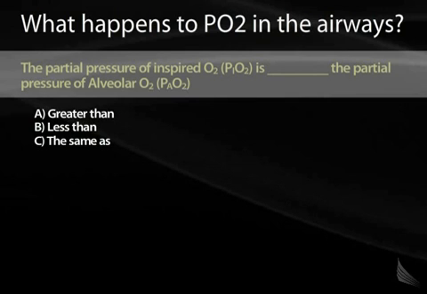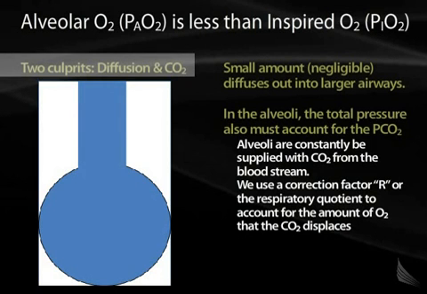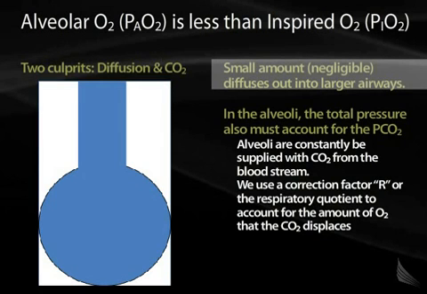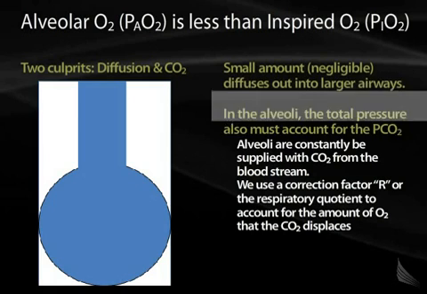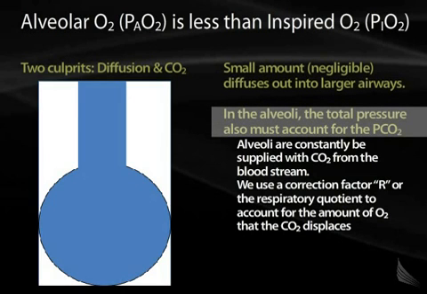It turns out the partial pressure of inspired oxygen is greater than the partial pressure of alveolar oxygen. We'll talk about why in the next couple slides. There are two main reasons. A small reason that contributes to this is that some of the oxygen actually diffuses into the large airways. But a bigger reason why alveolar oxygen is less than inspired oxygen is that we have to account for CO2.